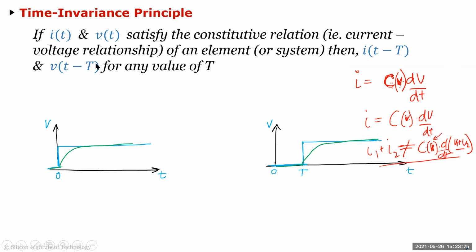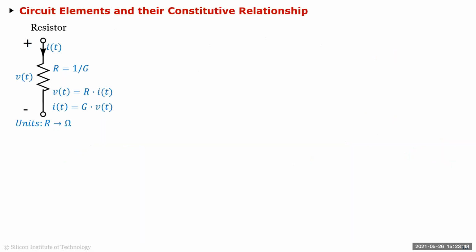Okay, which I have explained here. So if you have a relation between i of t and v of t, and you delay the input by an amount capital T, then the output also gets delayed by T. If it doesn't, then that is a time variant system. If it is a time variant system, again, you cannot use any of these principles. Like I said, you mostly don't have to worry about it. Okay, so I'll just quickly introduce the circuit elements, which obviously all of you are familiar with.